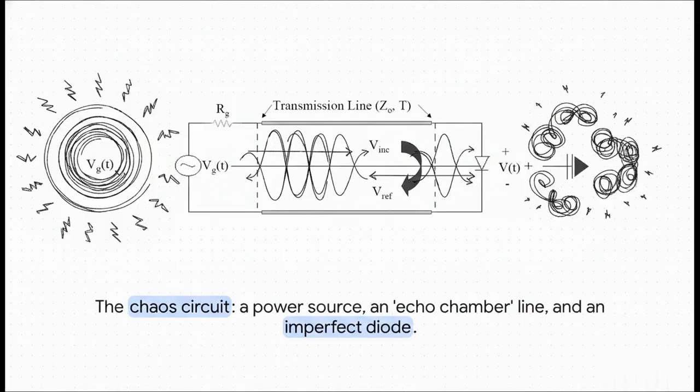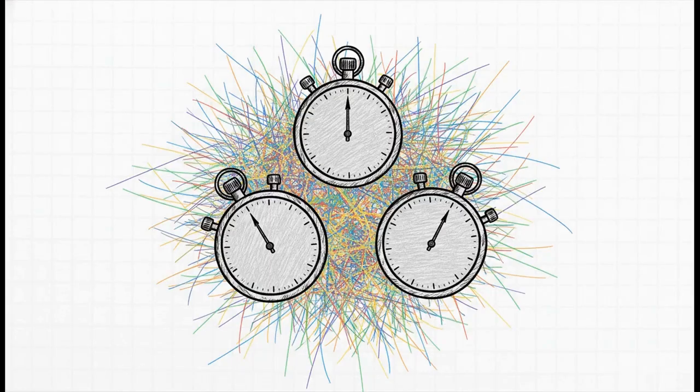And right at the very end, there's our flawed little diode. Now what happens is, the electrical waves start bouncing back and forth in that echo chamber, and they start interacting with the diode's delayed reaction time, and that's when things get really weird. So here is the crucial insight, the real aha moment of this whole thing.